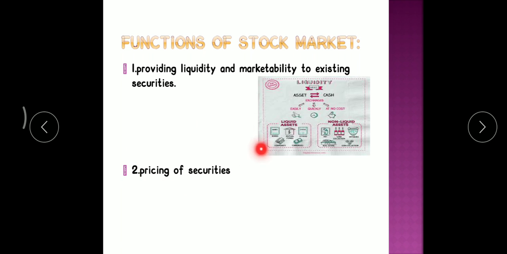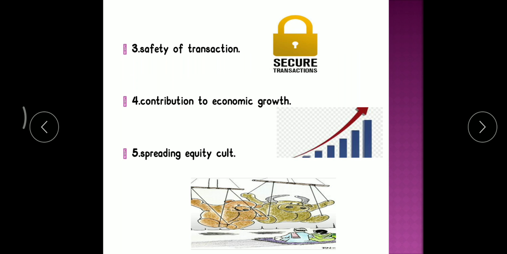Pricing of security is nothing but the price of a share, security or bond being decided by the market condition. That is, demand and supply conditions will decide the pricing of shares. Safety of transaction means what? To become a member of the stock market, you have to register yourself. There are a number of regulations and a legal framework that have to be followed. When these are there, automatically the investors are guaranteed that their amount is safe.